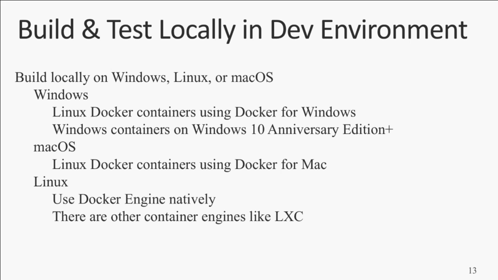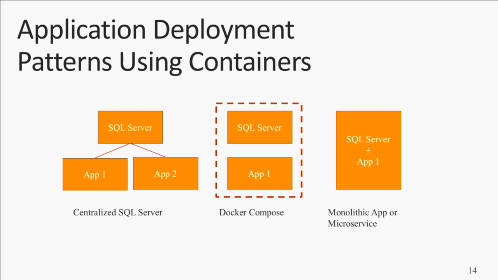If you're on Mac OS, you can run Linux containers if you have Docker for Mac installed, which is basically the same thing as Docker for Windows, except they use the Hive hypervisor on Mac. And then if you're on Linux, if you have a Linux dev environment, you use Docker Engine natively. You just install Docker Engine, and you can pull and run containers natively on your machine. And there are other container engines out there that you can use, but by far the most common one at this point is the Docker Engine. So I'm going to show you a demo of using Docker containers on a Mac in a minute.